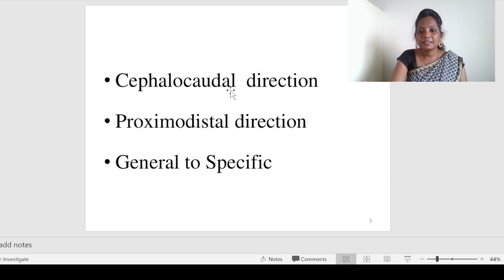So the first principle of growth and development is the cephalocaudal direction. The second is the proximodistal direction, meaning from high level to low level, or superior to inferior. And the third one is general to specific. General to specific means the child first learns some general things, then only can the child go on to specific things. Those are the three principles especially we have to see.